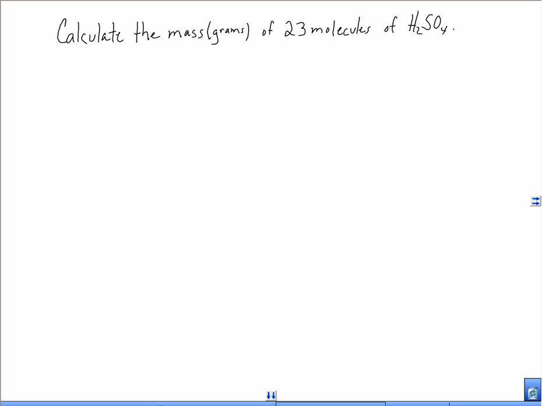And what we talked about in class was that if you see words like molecule or atom or formula unit or particle, you're definitely going to need to use Avogadro's number. And if you see mass, grams, kilograms, you're going to need the molar mass. So I think probably the first thing that you want to do here is figure out what the molar mass of H2SO4 is. So that would be our first step.